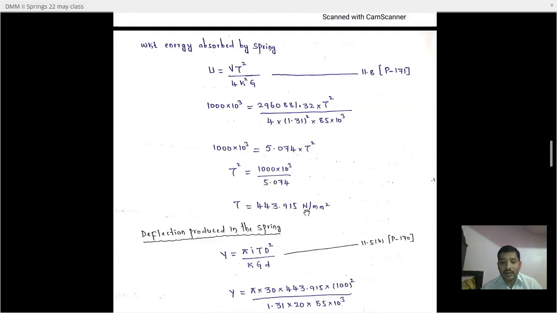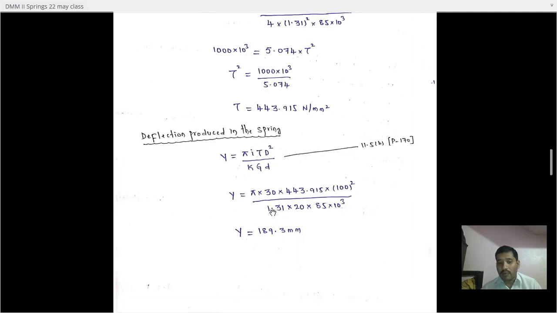After that, you have to divide 1000 into 10 power 3 by 5.074. If you remove the square by taking the root, you will get the value of tau as 443.915 Newton per mm square. Then you have the maximum allowable shear stress value. After getting it, you need to find out the deflection produced in the spring.